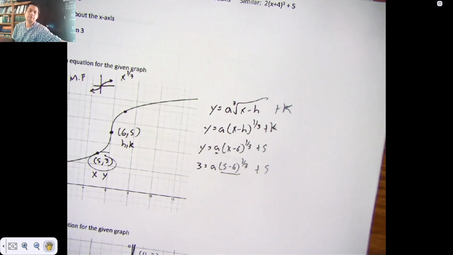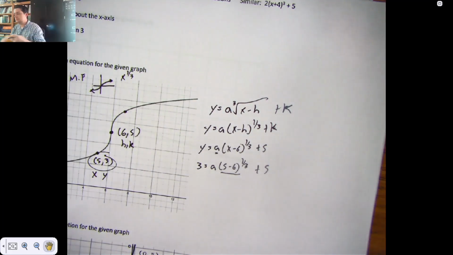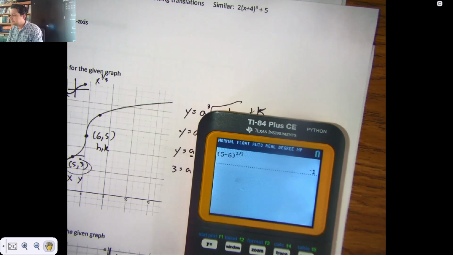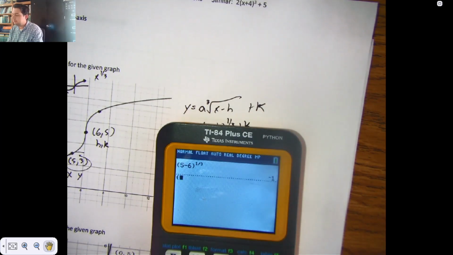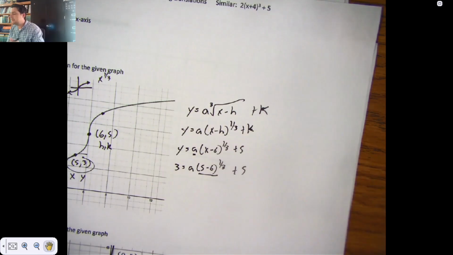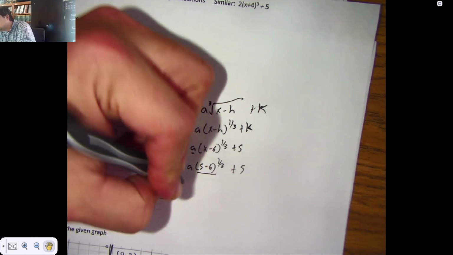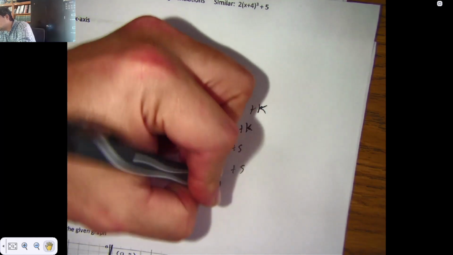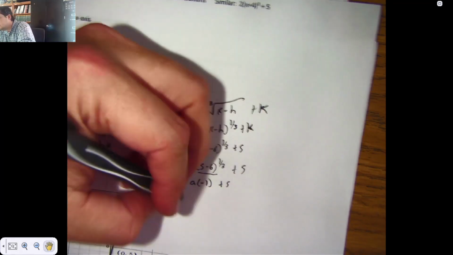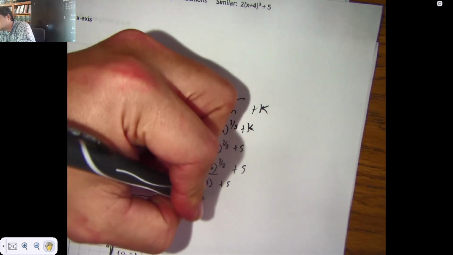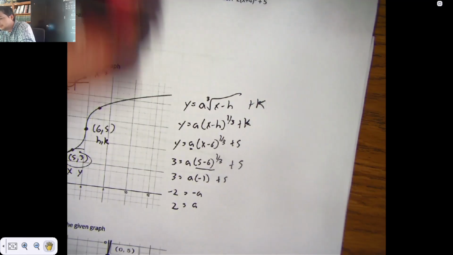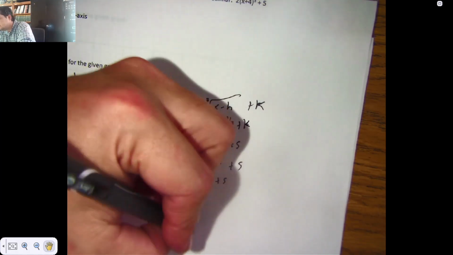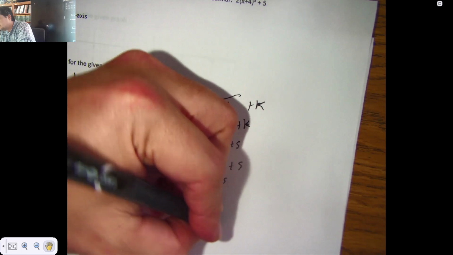Now, I know it's -1, but you may not. So here it is typed in the TI-84, 5 minus 6 in parentheses to the 1/3 power. I know it's actually the cubic root of -1, so it's -1. So 3 is a times -1, and then add 5. We're going to counteract addition of 5 through subtraction. So 2 is -a, which means my a value is 2. And this is y equals 2 times x minus 6 in parentheses to the 1/3 plus 5.